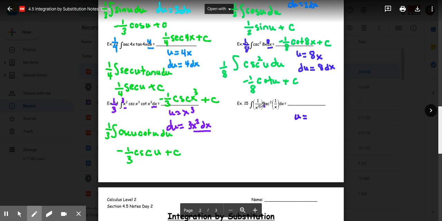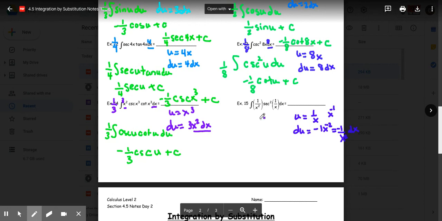And the last and final one for day 2 is 15. The integral of 1 over x squared, secant squared 1 over x. The main thing you see in there is secant squared. You should know how to integrate secant squared. So our new inside is 1 over x. Now, that's also written as x to the negative first. So when we derive this to get our du, that's going to be negative 1 x to the negative second, using our derivative rules. So when we rewrite that, we get negative 1 over x squared times dx.